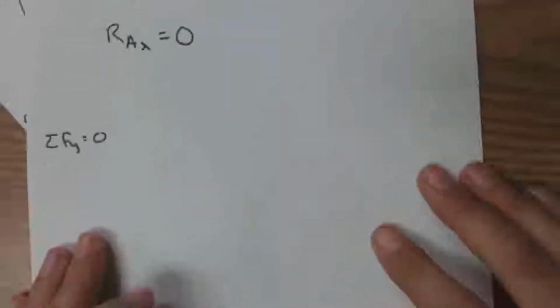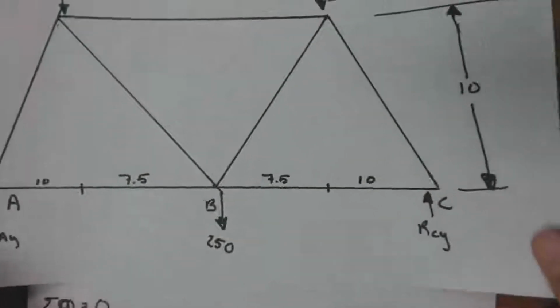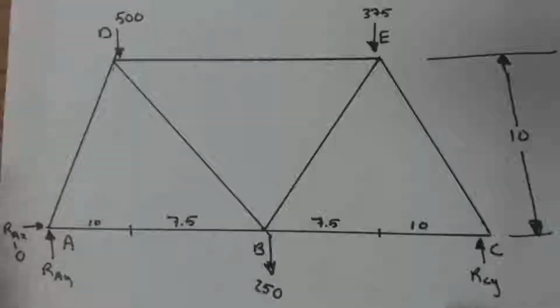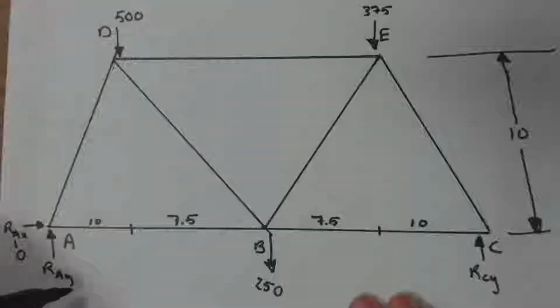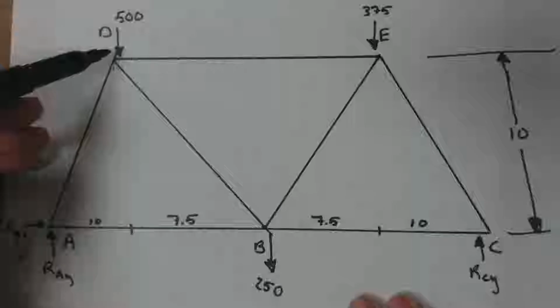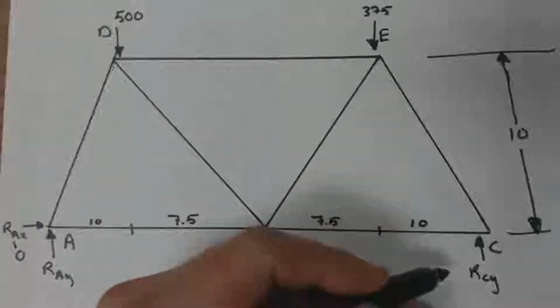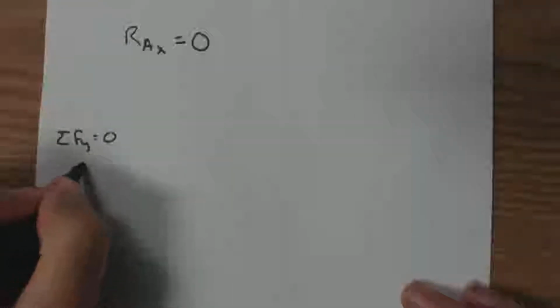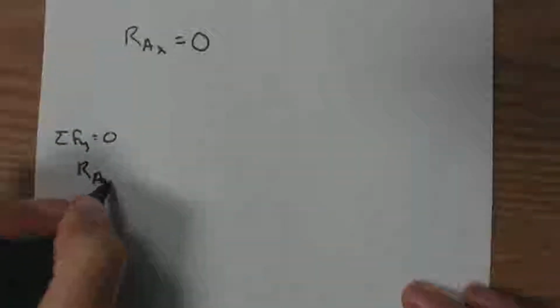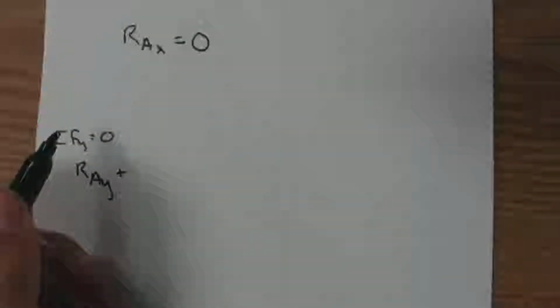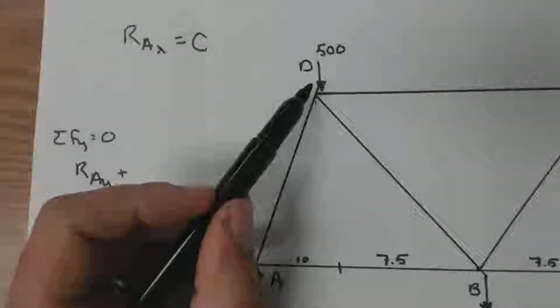Then I go on and I look at my forces in my y. There's a whole bunch of them. Sorry, I have to keep shuffling papers around here. I have my reaction at A in my y-axis. I have the 500 up here, 250 here, 375 here, and my reaction at joint C in my y-axis. So that's a whole lot of them. Let's list those out. I have my reaction at joint A, my y-axis. I have the 500 that was coming down.